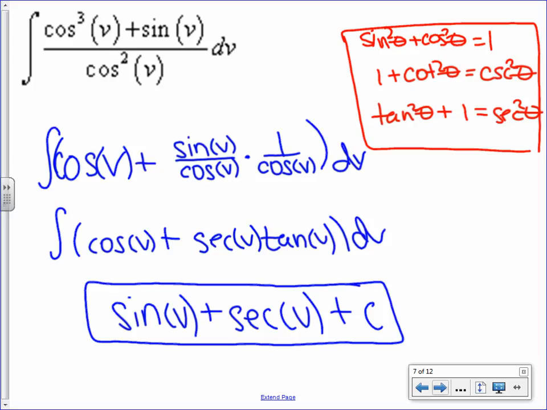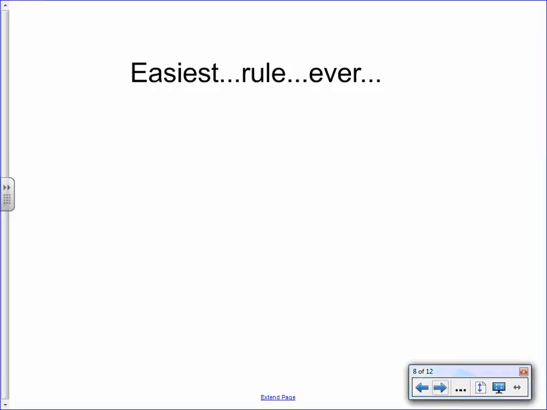Okay, all right. Are you ready for the easiest rule? It should not be easier than simple addition. What was the easiest thing to derive? Power rule. Constants, 0. What's the easiest function besides linear? We derive nothing.